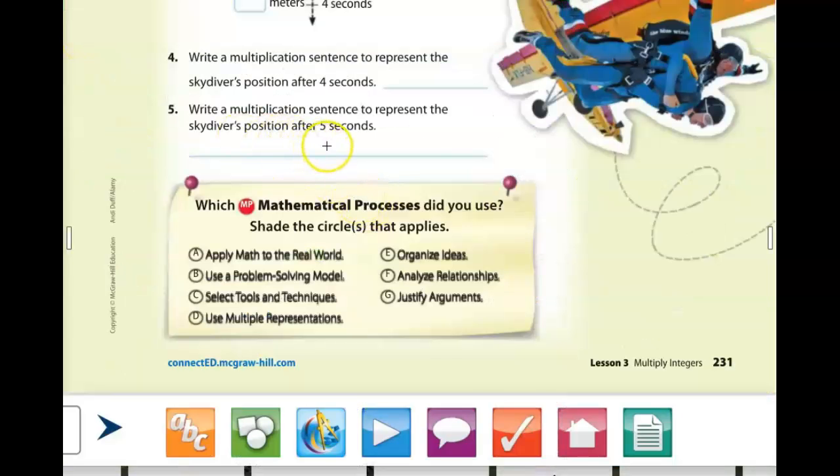Now it's asking you for an extra piece of information, so using the same thought process we used to figure out the previous multiplication sentence, if he were to drop 5 seconds, where would he be then? So go ahead and write a multiplication sentence for that. So 5 groups of seconds times -5 meters per second is going to equal -25 meters.